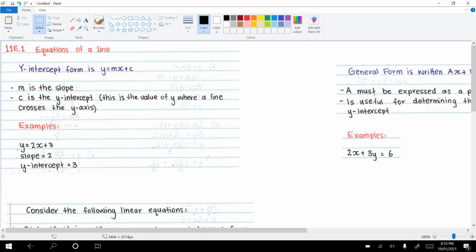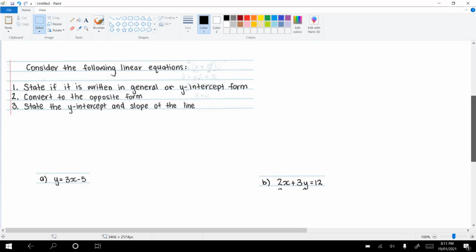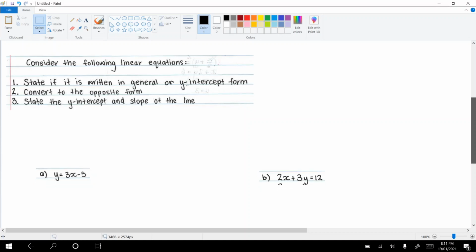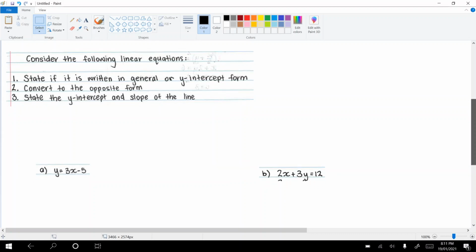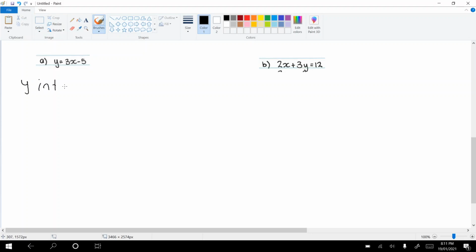So let's have a look at the examples. Consider the following linear equations. Our first step is going to be to state if it's written in general form or y-intercept form. We're going to convert it to the opposite form, and then we're going to state the y-intercept and slope of the line. So let's consider example A here. Now this is in y-intercept form because it's written as y equals mx plus c. So to answer the first part, it is y-intercept form.